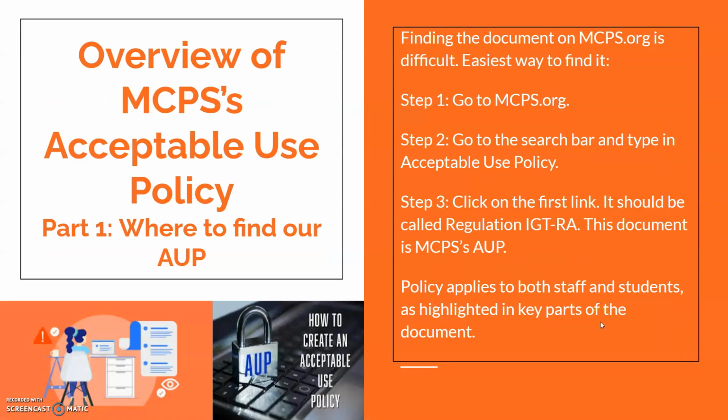So, an overview of the MCPS's acceptable use policy. First off, where do you find it? In general, I found it very difficult to actually find it on MCPS's website. There was no clear way to find it, and even when I went to the other regulations, it actually wasn't there. So I found that the quickest way to find it is to go to mcps.org, go to the search bar and type in acceptable use policy, and then the first link, or one of the first links, should be called Regulation IGT-RA. And this document is MCPS's AUP.